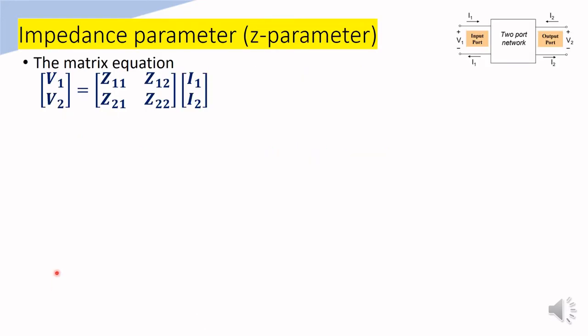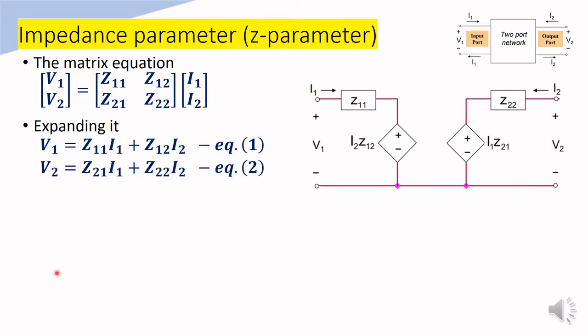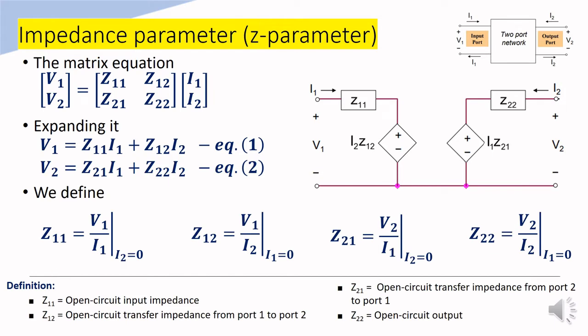Impedance parameter, or Z parameter. It is the parameter that provides the description of a two-port network in the form of impedance values. This is the matrix equation of the impedance parameter that relates the voltages and currents of port 1 and port 2. By expanding it, we get 2 equations.